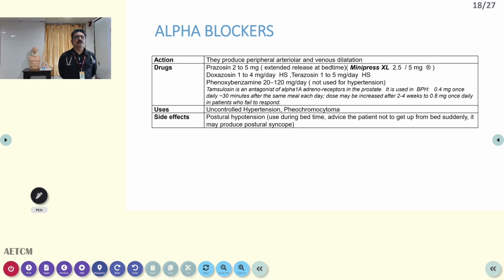Now, alpha blockers are normally not a first line therapy. Prazosin, doxazosin, phenoxybenzamine, all these are second line therapies. So that can be started in high BP.